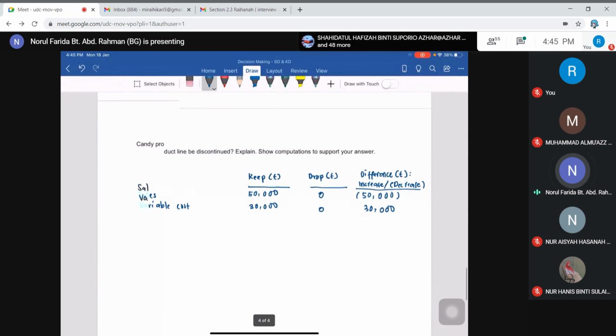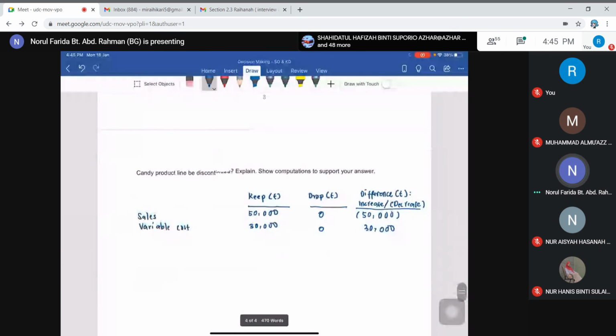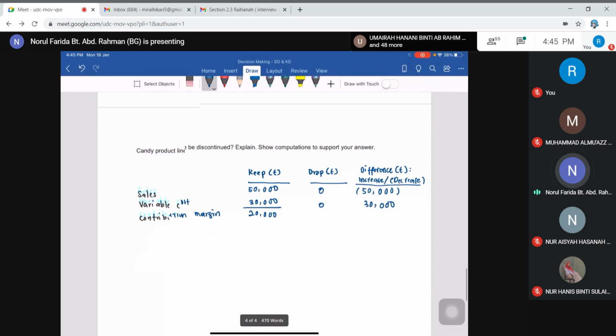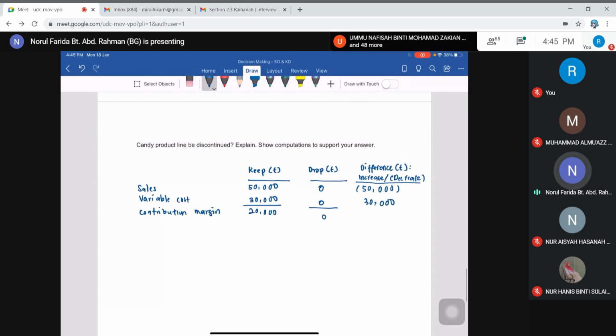And then saya rasa itu je dia tolak kan lepas tu. Dia tolak. So you terus dapat your contribution margin. So if you keep, you have a contribution margin of 20,000. If you drop, tak ada apalah yang you dapat. Zero. Okay? So the difference is that you have a decrease in contribution margin of 20,000. Setakat tu okay? Okay, Miss.